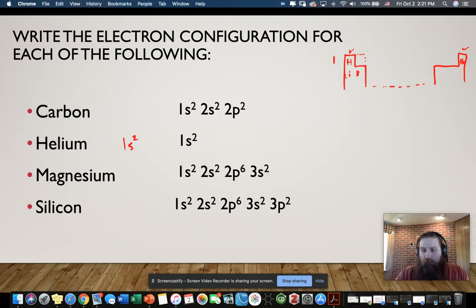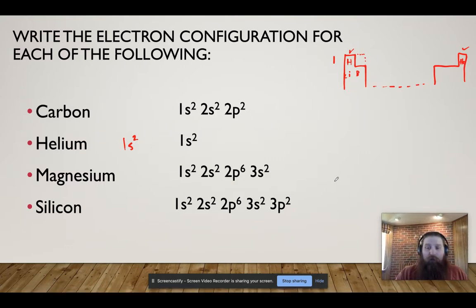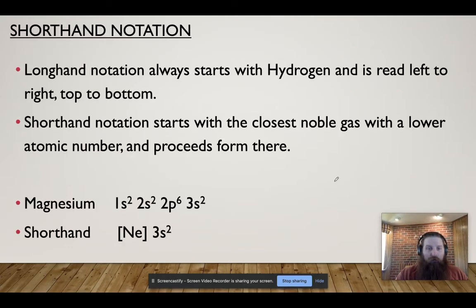All right. And if you call something longhand, that implies there must be a shorthand. Shorthand is also called noble gas notation. Longhand always starts with hydrogen, and you read it left to right, top to bottom. Shorthand starts with the closest noble gas that has a lower atomic number and proceeds from there.